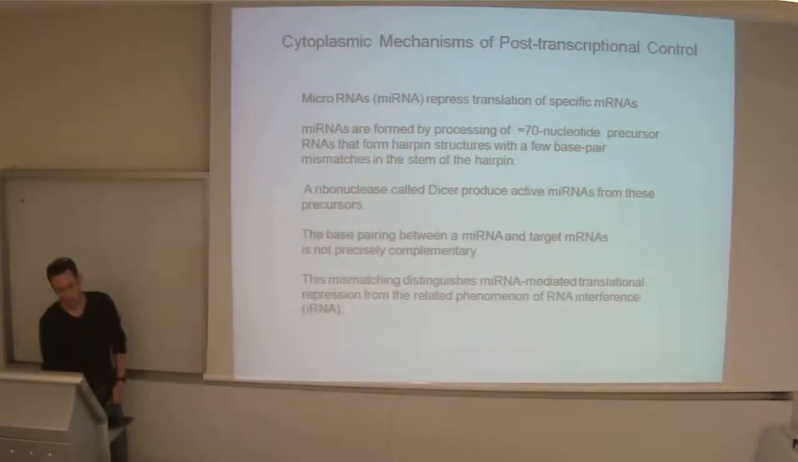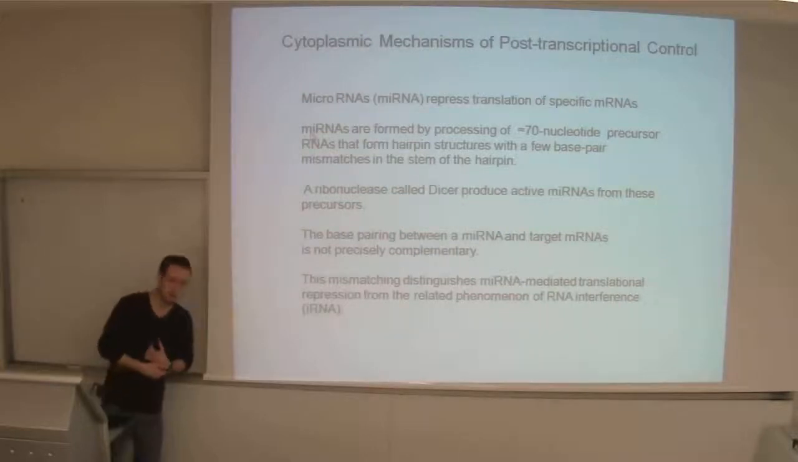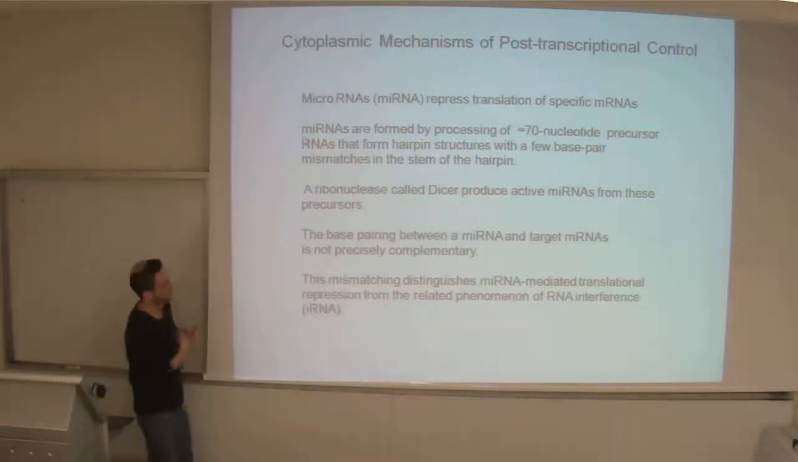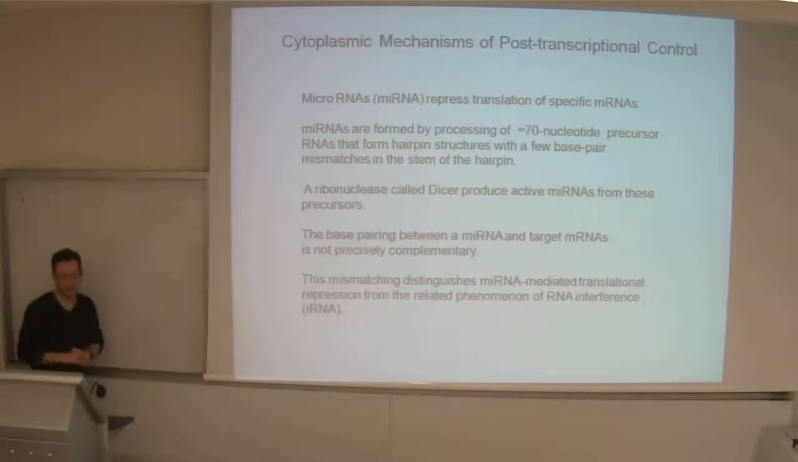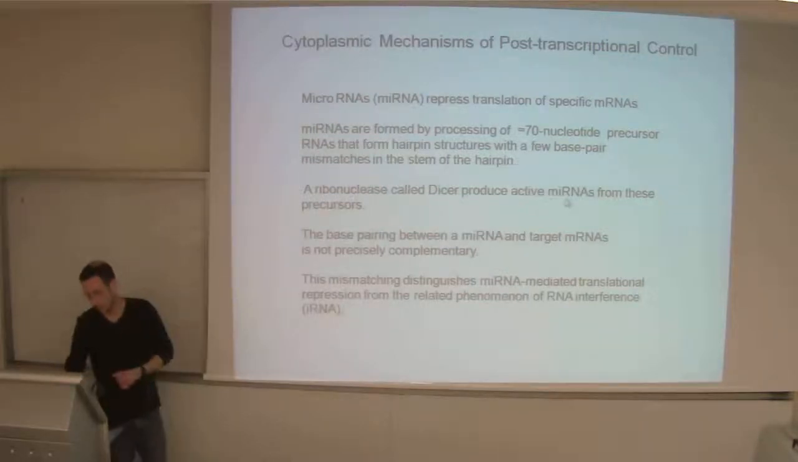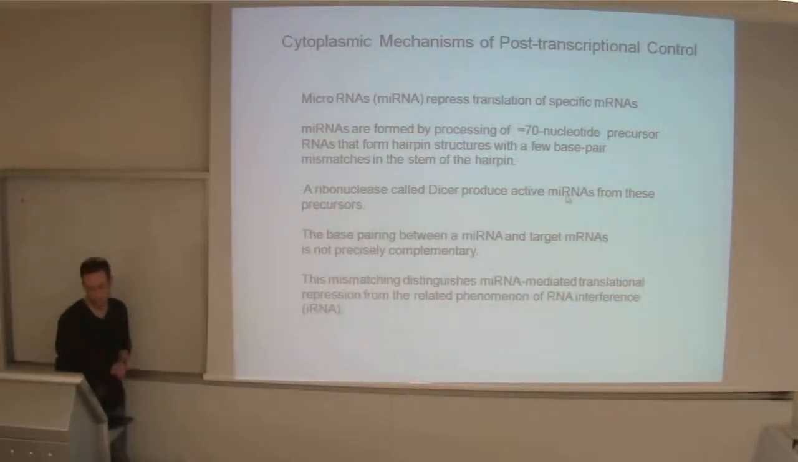Okay, they are formed by the processing of 70 nucleotide precursors. When they are transcribed from the genome, this is their length, about 70 nucleotides, and they have a hairpin structure with a few base pair mismatches in the stem of the hairpin. We will see it in the next slide as well. Then they are processed by a ribonuclease called Dicer. Ribonuclease, it cleaves RNA, this is what the name states. Dicer produces active microRNAs from the 70 nucleotide precursors. So the active microRNAs are about 20 nucleotides long.